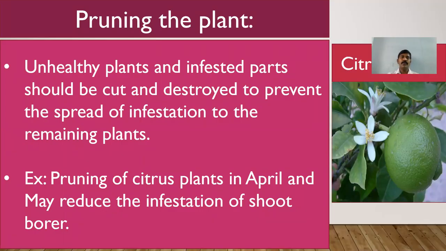Another method, pruning the plant. Unhealthy plants and infested parts should be cut and destroyed to prevent the spread of infestation to the remaining plants. Whatever unhealthy parts are there in our fields, we have to remove them to reduce the loss. Example, here in the citrus plants, we are removing the infested parts. Pruning of citrus plants in April and May reduces the infestation of shoot borer. Here we can reduce these diseases by pruning methods. These are citrus lemon or citrus orange plants.